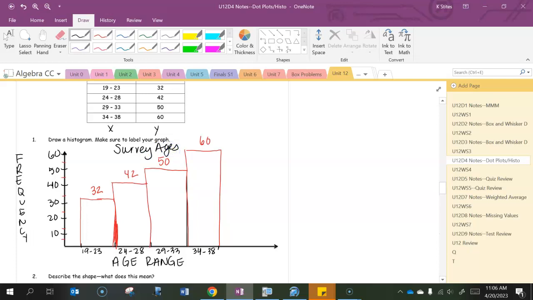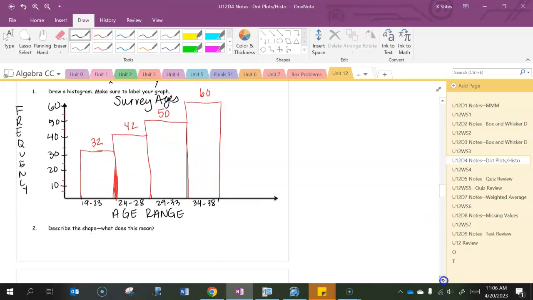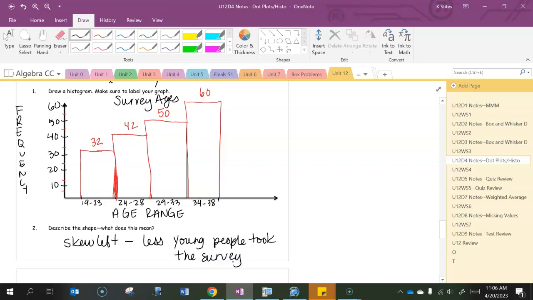Okay, and there you go. That's your histogram. Our shape, we would call this skew left as well. And again, that's because less young people took the survey. Okay, so there were less on the left, so less young people took the survey.